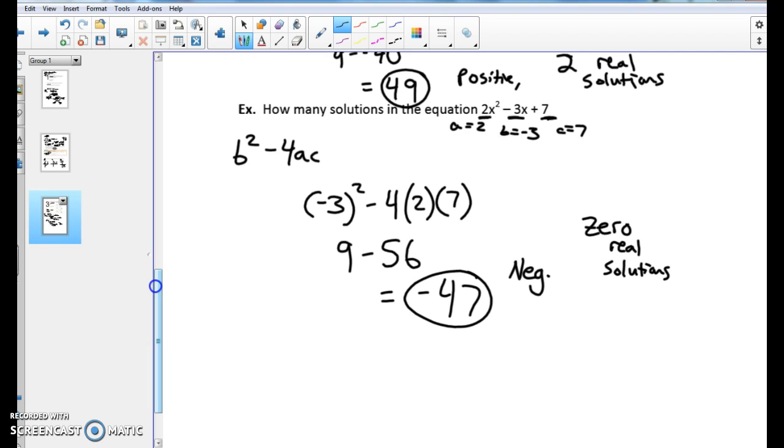Okay? So that's a big part of this whole thing, figuring out what the solutions are from the quadratic formula, but then also figuring out how many solutions there are by looking at the discriminant. Okay? That's all for 4-7. Talk about the homework in class here. Okay, good job.